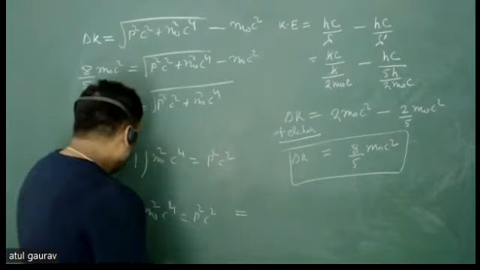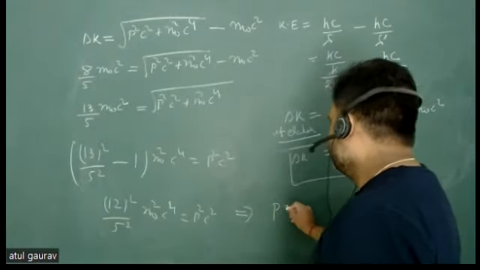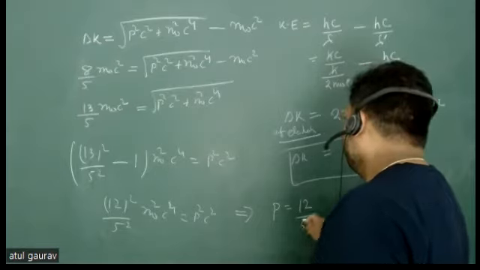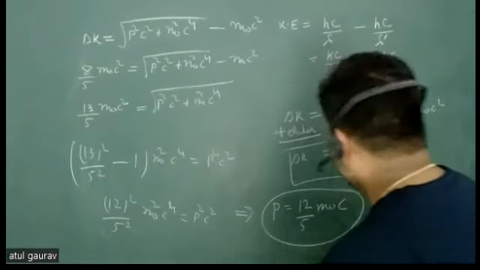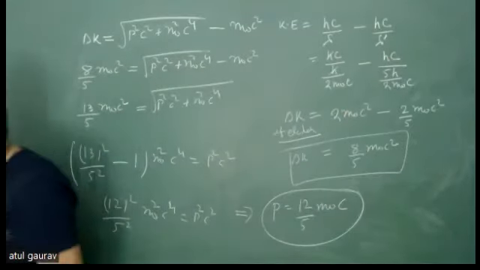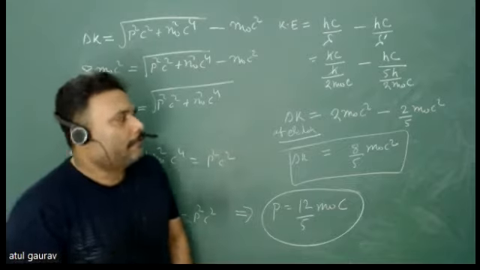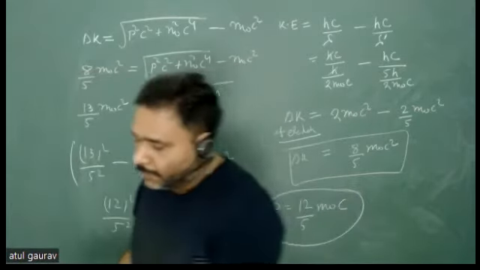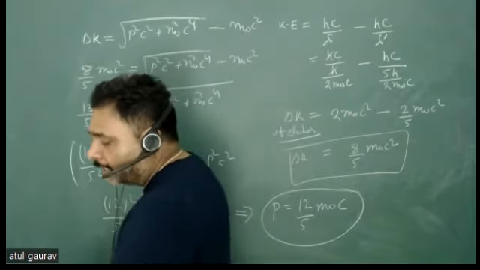So what will be your P? What is your momentum? So momentum is 12/5 m naught c. Wow, what answer, है ना? हो गया ये? Now next हमें क्या करना है? We have to calculate the angle of recoil. So how will you calculate the angle of recoil?